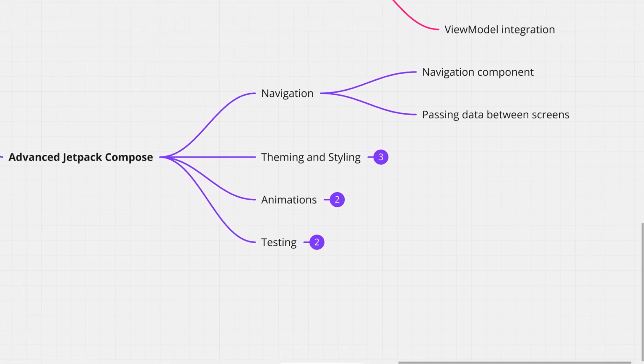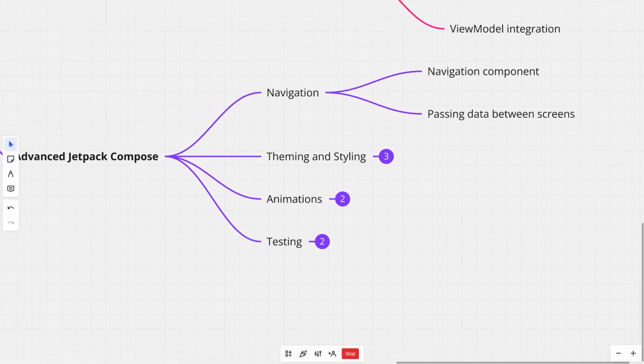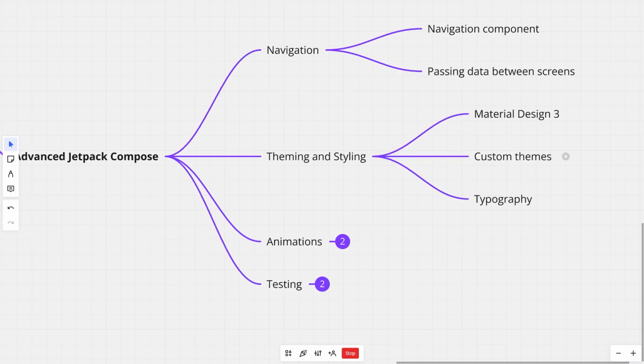Unlike the traditional Android navigation system, which relies on fragments and the navigation component, Compose provides a declarative and composable way to handle navigation. Also, we're going to pass data between screens and learn about this important topic. Then we're going to move to theming and styling. We're going to learn about Material Design 3, custom themes, and typography. These are very important topics.